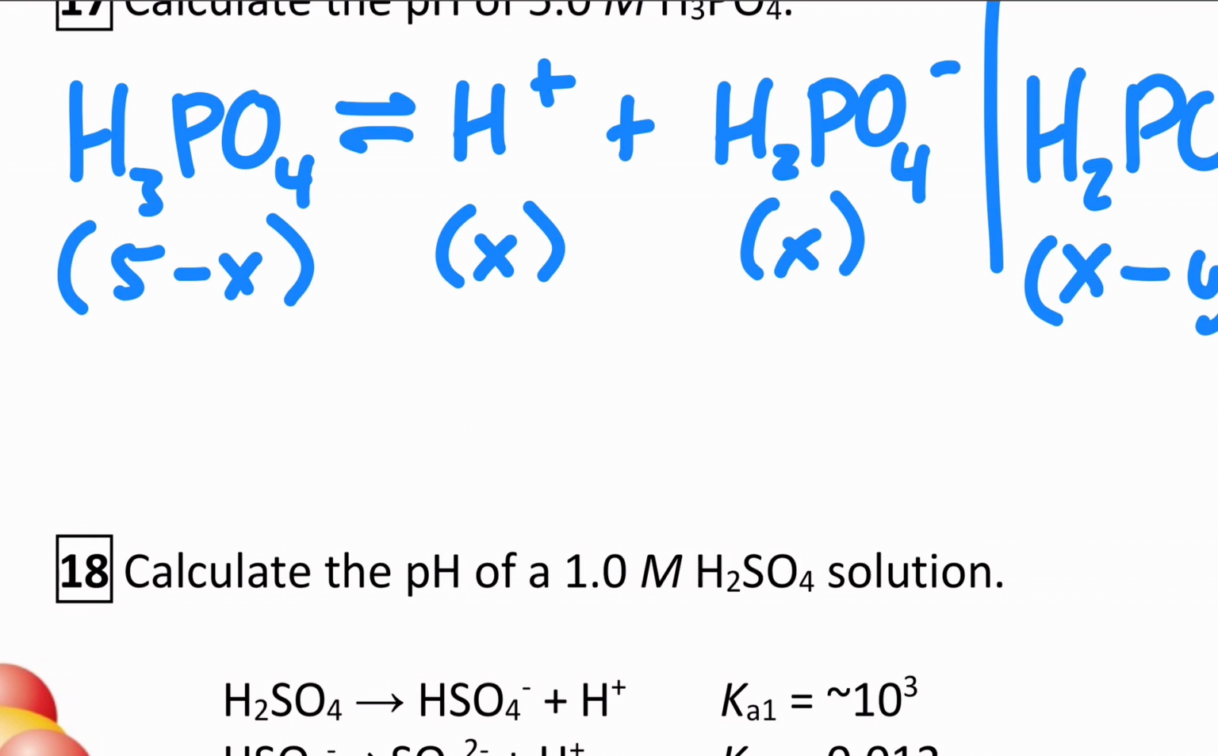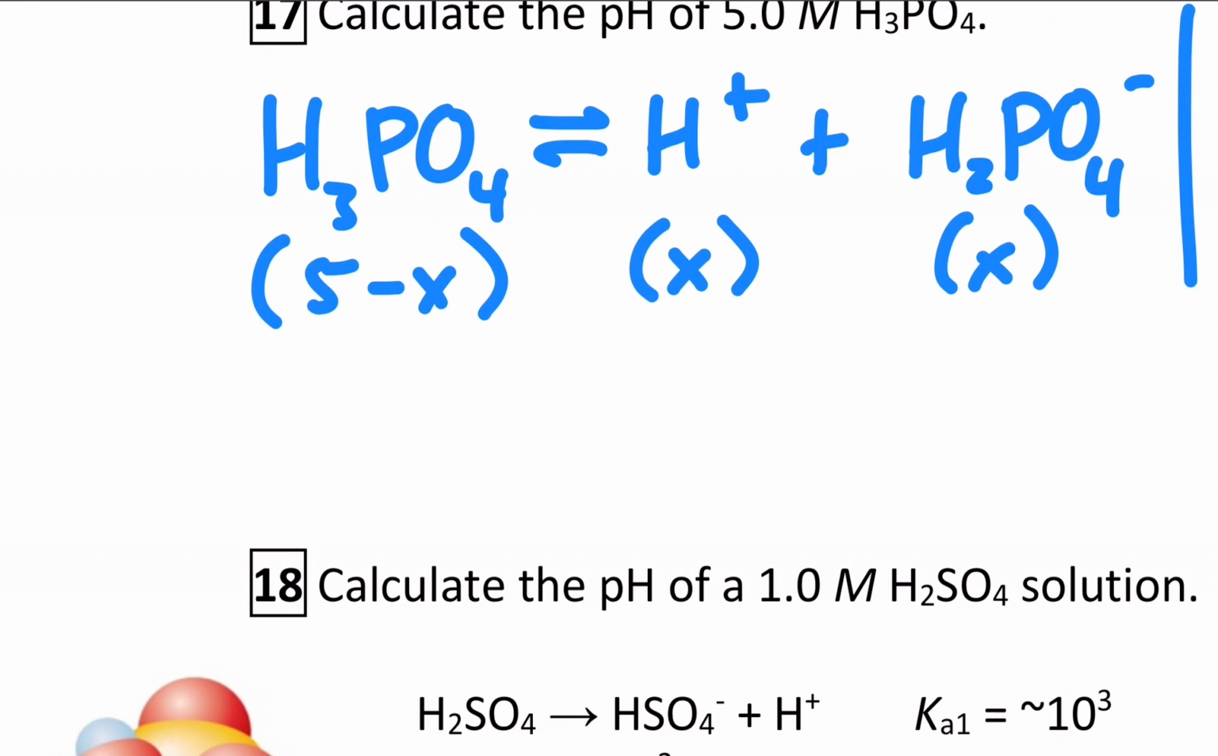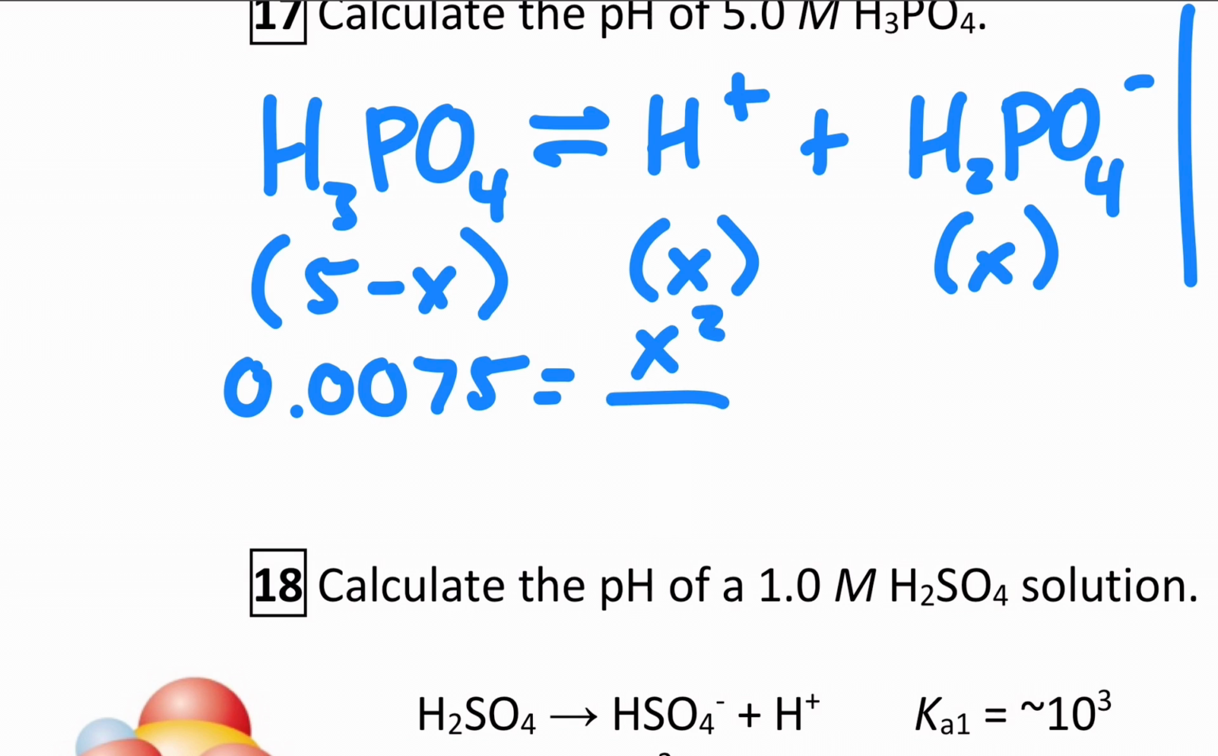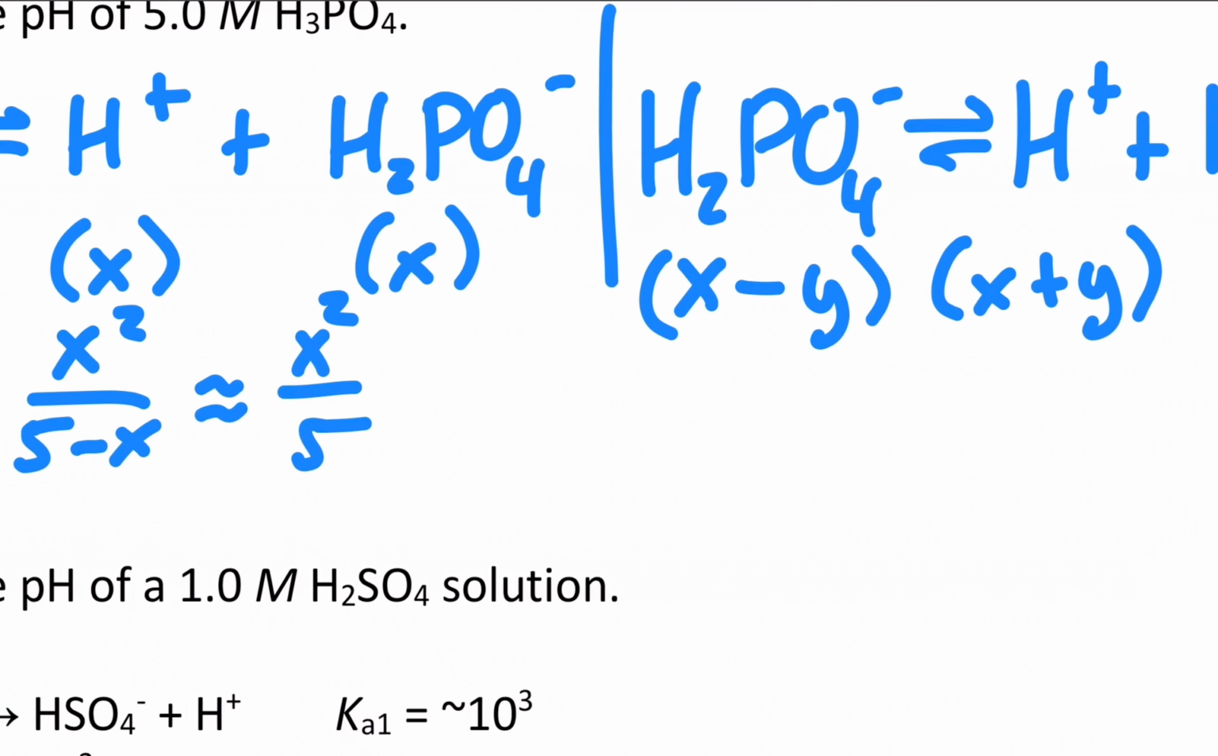So Ka1, which is from up above, we have 7.5 times 10 to the negative 3. I'm going to write that as a decimal. 0.0075 is equal to x squared divided by 5 minus x. And if we simplify this, we can assume that the x is negligible compared to 5. So this becomes x squared over 5. And we can solve for x, and we get 0.19. But I need to figure out what y and z are as well.